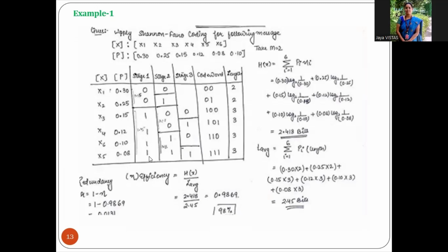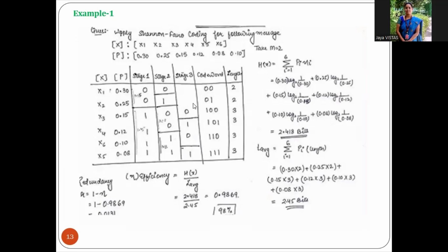Then in the next stage we repeat the same step: divide each group of symbols into two. First concentrate on the first group. The first group has only two symbols, so we divide it into two groups and assign 0 to the upper one and 1 to the lower one. Then move to the second group, which has four symbols. We divide it into two: x3 and x4 in one group, and x6 and x5 in the other. Then assign 0, 0 to the upper ones and 1, 1 to the lower ones.